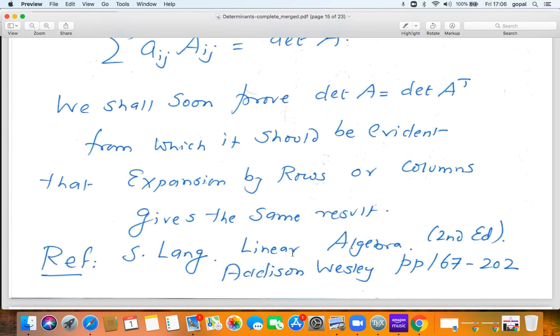Now, I'm giving you a reference for these things. There is a book by Serge Lang, Linear Algebra, the second edition. I like the second edition most. Lang wrote several books on linear algebra, with variants, and this is the book which I like the best. It was published by Addison-Wesley in 1972. From pages 167 to 202, you will find this discussion, and there are lots of examples in Lang's book. You can also read that with profit.